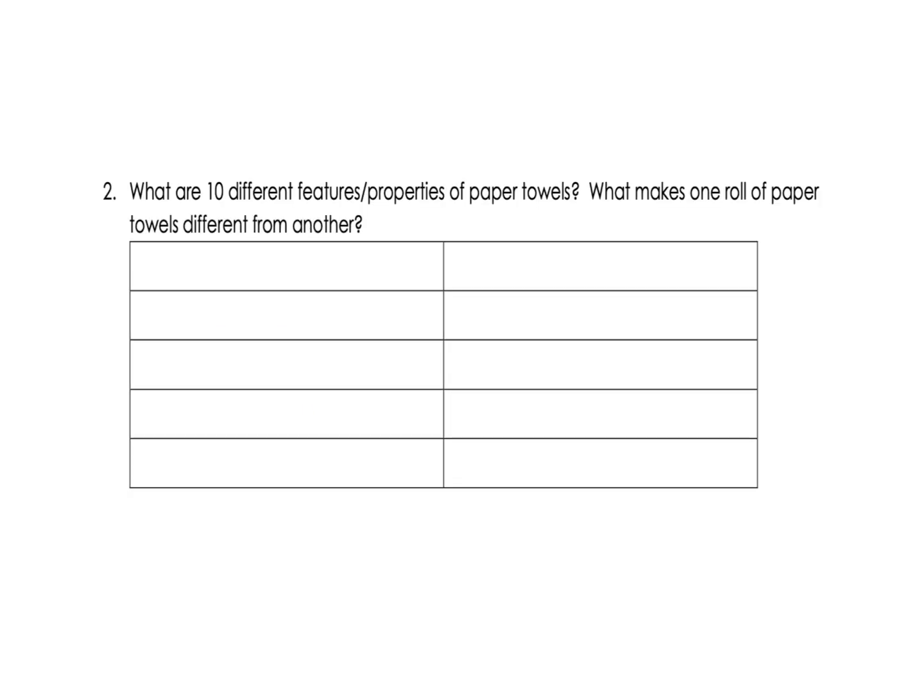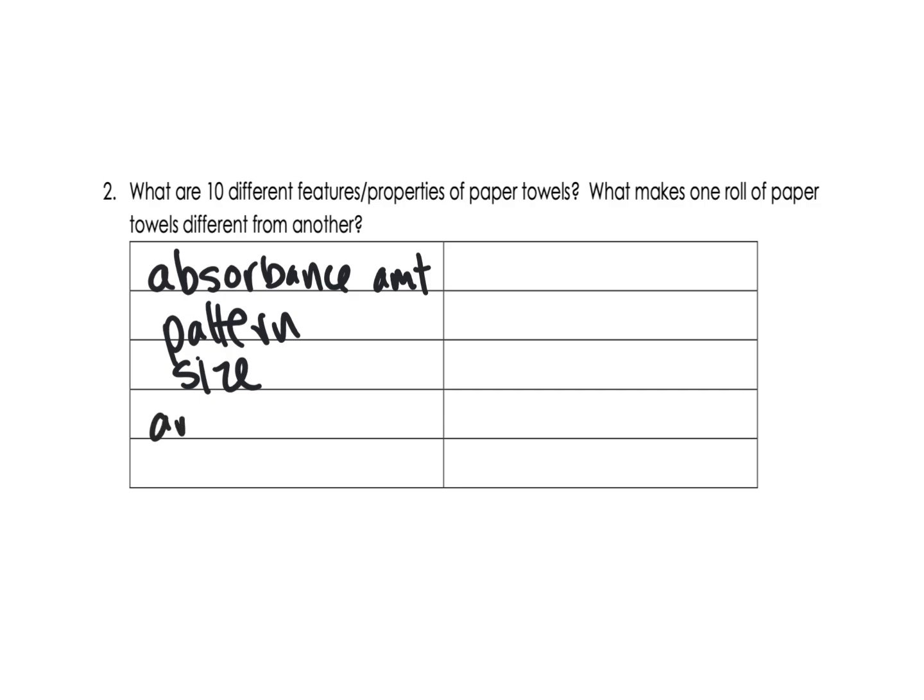Then we thought about properties of paper towels. What makes one roll of paper towel different from each other? So one would be absorbance amount, right? How much it absorbs. Another one might be the pattern that's on the paper towel, the size of the sheets, the amount on a roll, the durability or strength, right? Durability, there we go. So those would all be examples of things that we had written down for that, and we can fill out the rest.